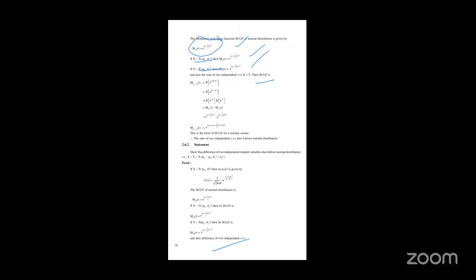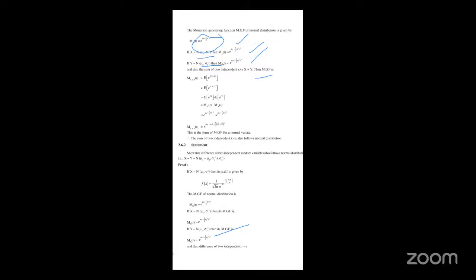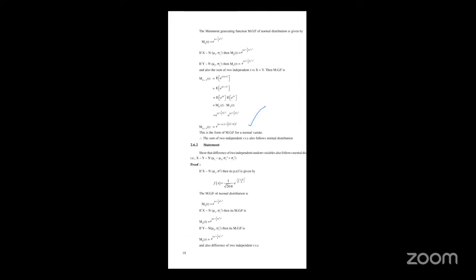Let me zoom in. So what we are getting here: the moment generating function of X plus Y at t equals e to the power of mu1 plus mu2, which will definitely add, times t, plus half of sigma1 squared plus sigma2 squared, times t squared. So we are adding both the X and Y variables. This is the form of a moment generating function for a normal variate, the sum of two independent variables.